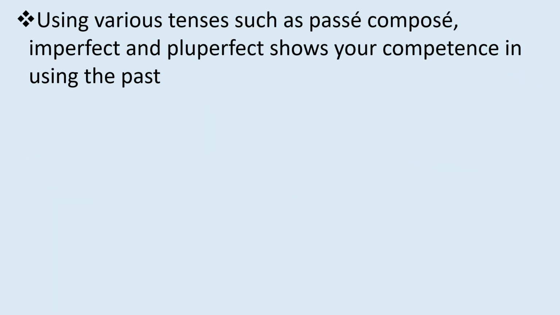So my first tip here is to try to use a mixture of tenses, okay? So you know the passé composé because you need to use it to say when the action took place. At some point, you might have to use the imperfect for a description, for example, and even the pluperfect, which are actually used in my example, and that shows your competence in using the past tense. So I would advise you to not just stick to the passé composé.